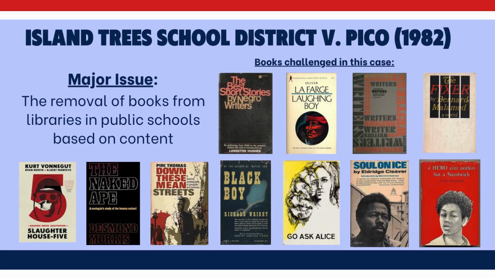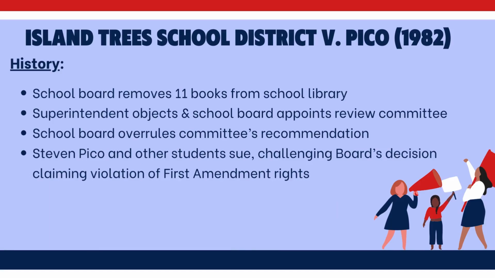In the case of Island Tree School District versus Pico, the school board made the decision to eliminate 11 books from the school libraries, alleging that the books were anti-American, anti-Christian, anti-Semitic, and just plain filthy. The school superintendent raised concerns, pointing out proper procedures for book removal were not followed by the officials. Subsequently, a review committee was established by the board and recommended that 5 of the books remain in the libraries. Despite their advice, the board disregarded it, providing no explanations for its actions, and prohibited all but 2 of the 11 books.